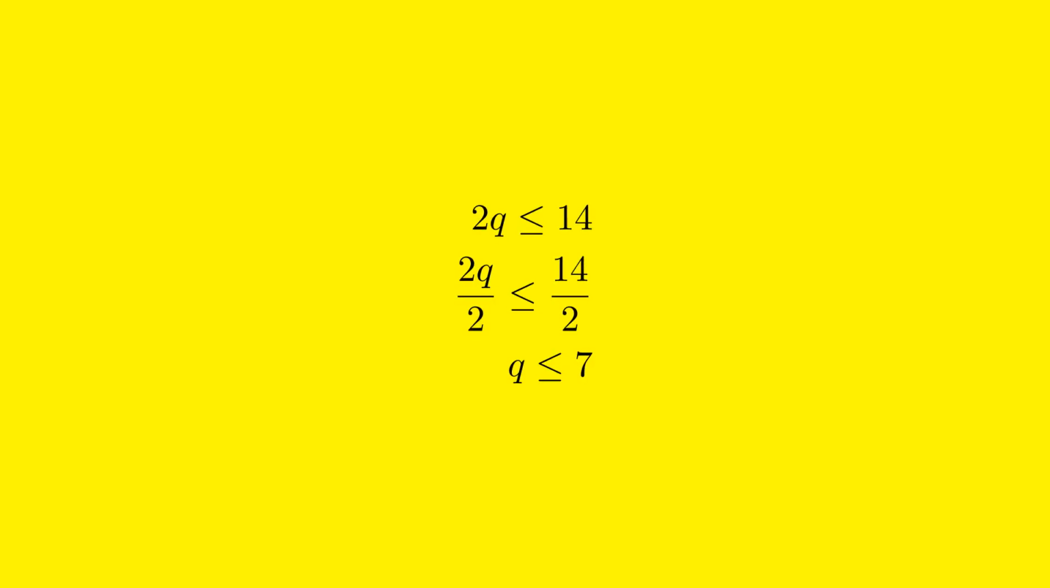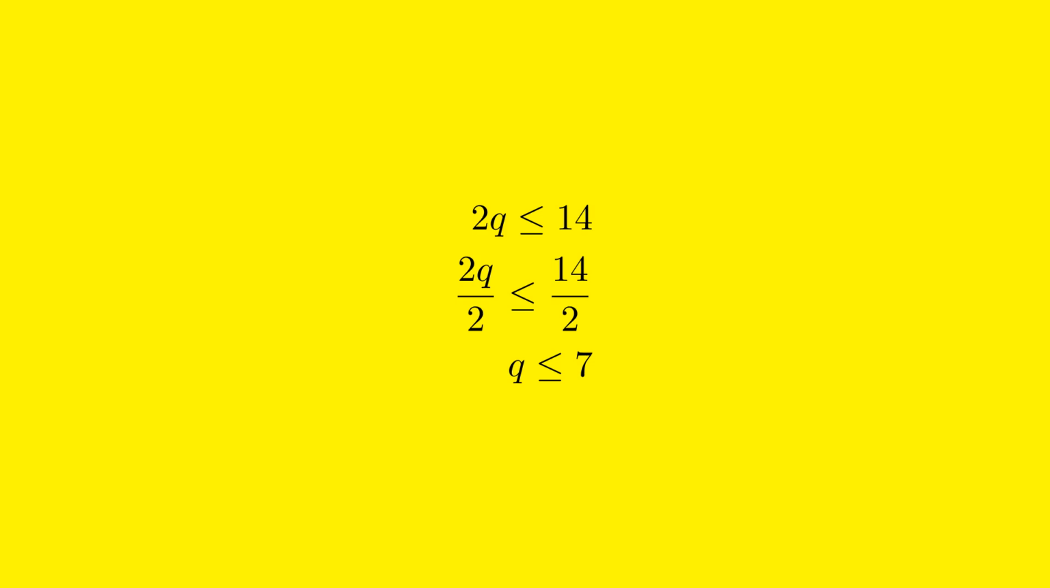Step 2. Now that we have simplified the inequality to 2q is less than or equal to 14, the next step is to solve for q. To isolate q, we need to eliminate the coefficient of q, which is 2. The way to do this is by performing the opposite operation of multiplication, which is division. So divide both sides of the inequality by 2.